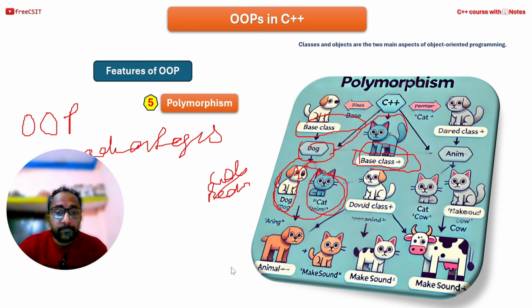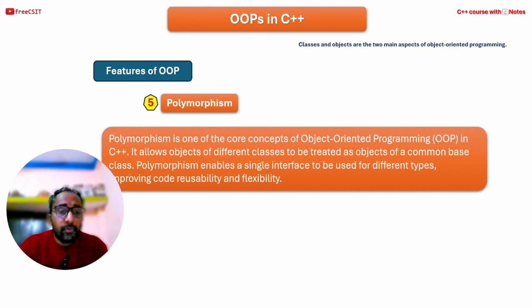So you can see polymorphism. First of all, you need to know the meaning of polymorphism, what it means and how you can define it.